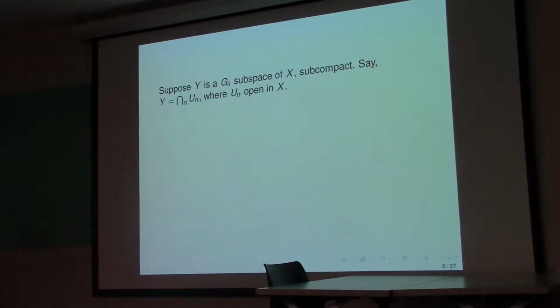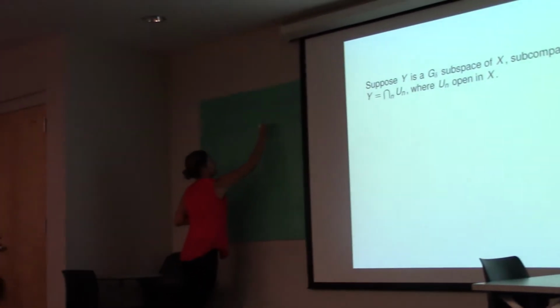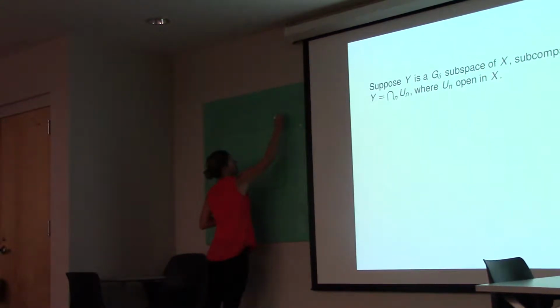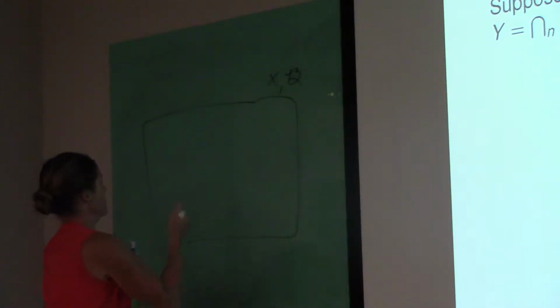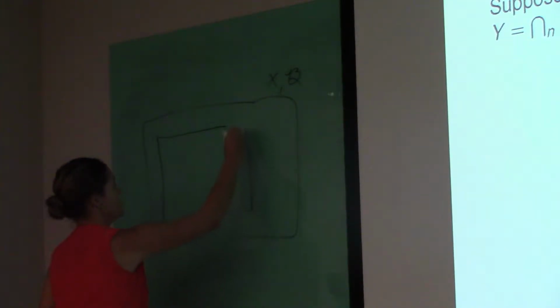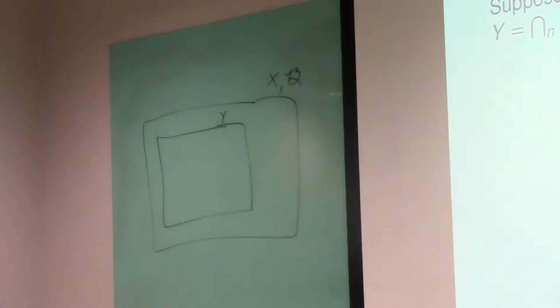So I've got a perfectly good dry erase board here, so let me draw a space X that is subcompact, and I'll fix a subcompact base for X. And let me take a G-delta subspace Y. Okay, so Y is the intersection of open subspaces of X, U_n. Let's suppose that I wanted to prove that Y was subcompact.